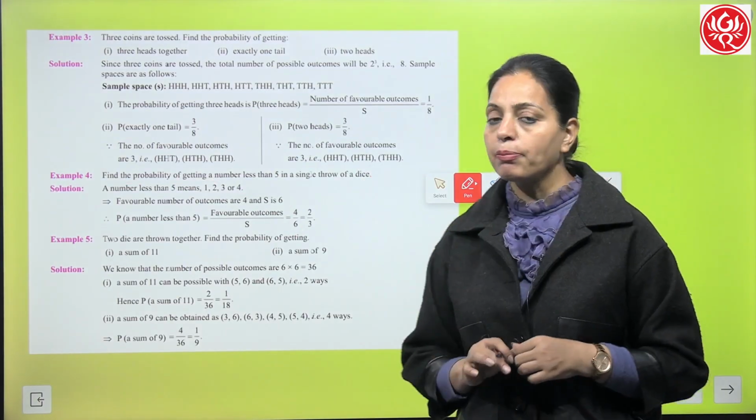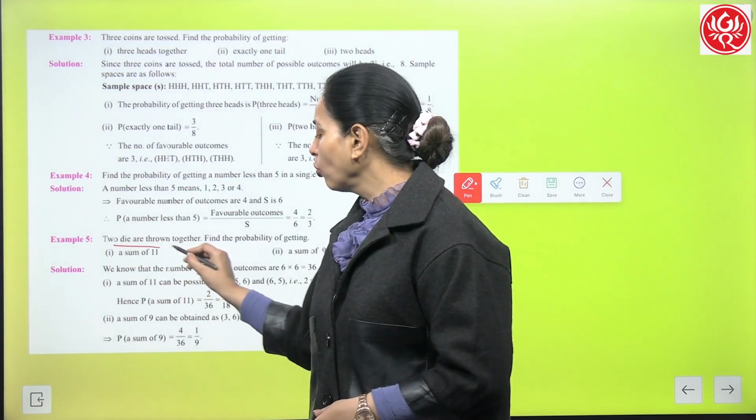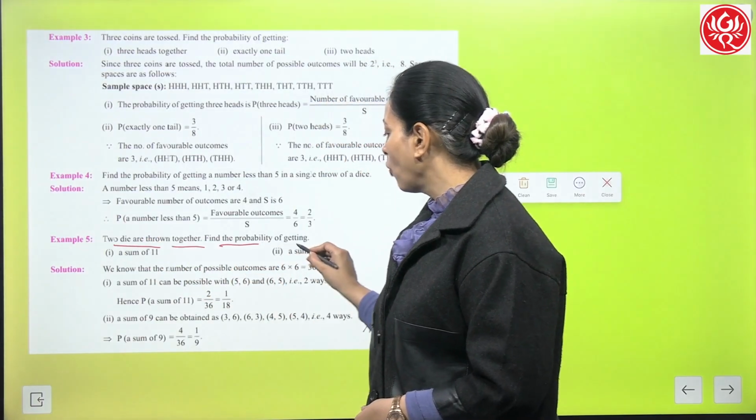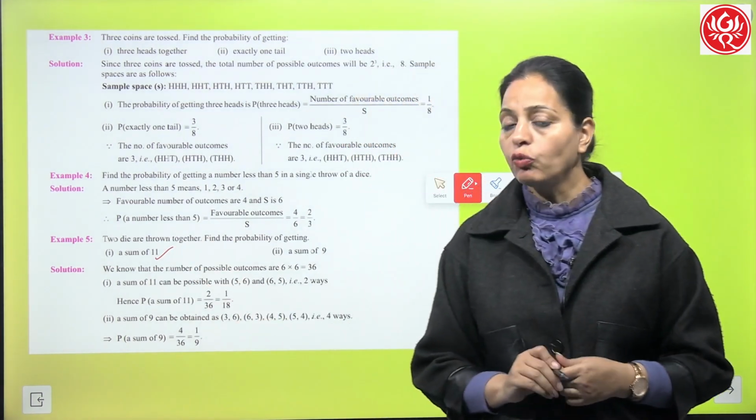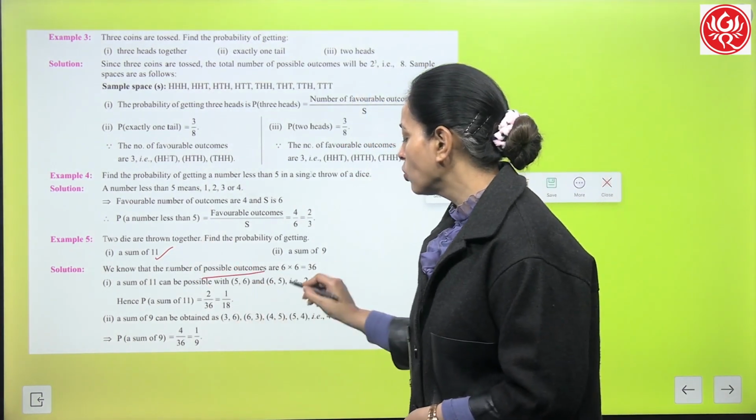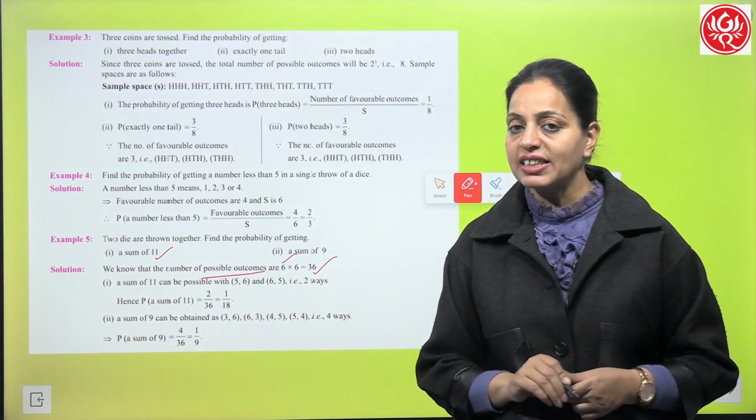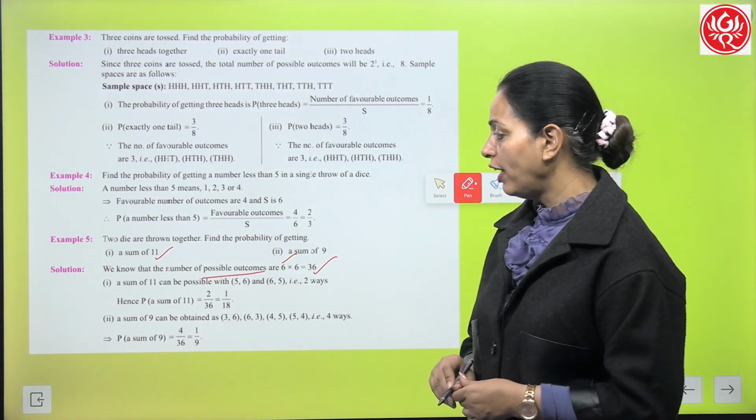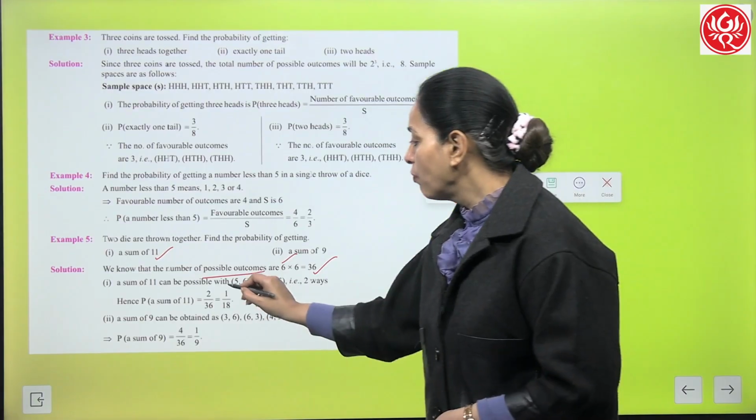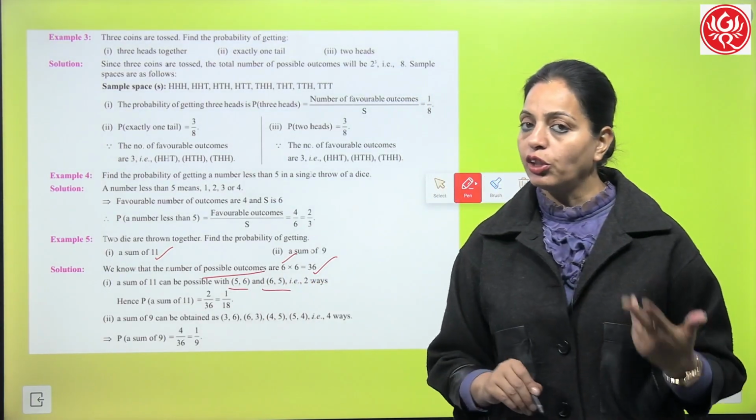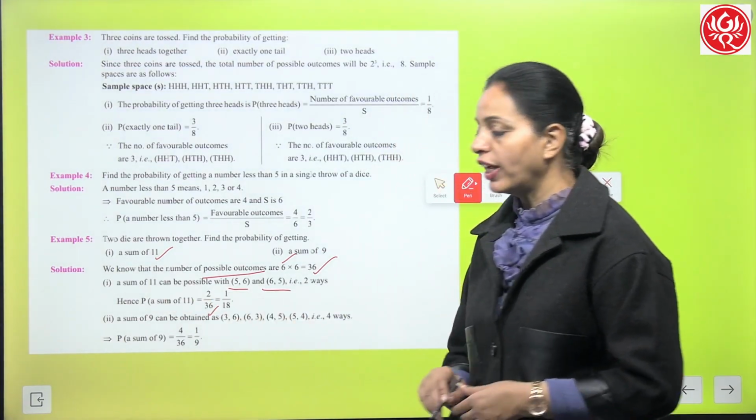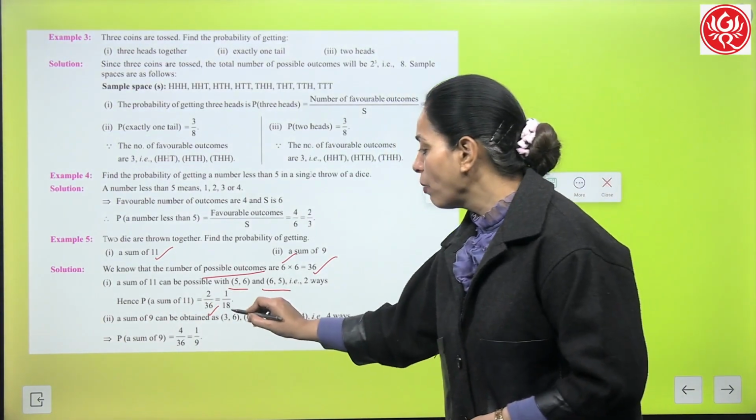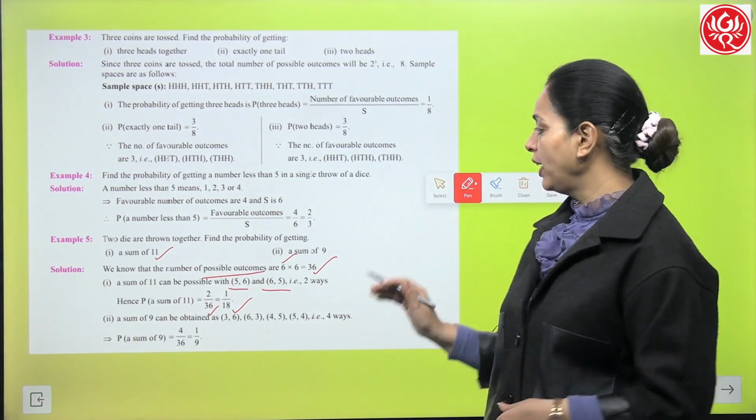Okay, now example 5. 2 dice are thrown together. Find the probability of getting the first one, a sum of 11. So we know that number of possible outcomes 6 into 6, that is 36. So sum of 11 can be possible with 5, 6 and 6, 5, only 2 ways. So 2 out of 36. So this is the probability of getting a sum of 11. So 2 by 36 means 1 upon 18.